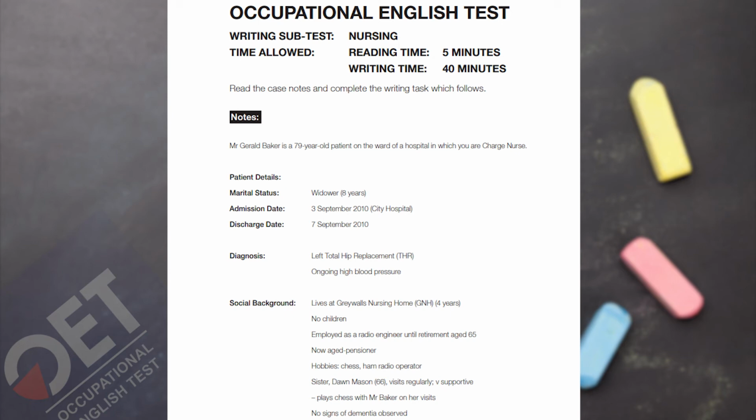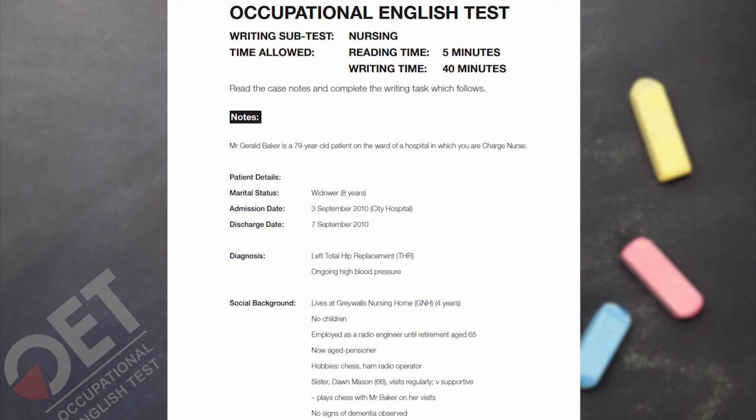I want you to write down your letter, send your solutions below in the comments, then we'll correct it and send you the corrections back. So here Mr. Garrel Baker is a 79-year-old patient on the ward of a hospital in which you are a charge nurse. And according to the details, he's suffering from osteoarthritis requiring a left total hip replacement surgery. So care is required post-discharge from hospital. So your task is to write a letter to the senior nurse who will be responsible for Mr. Baker's continued care at the nursing home.